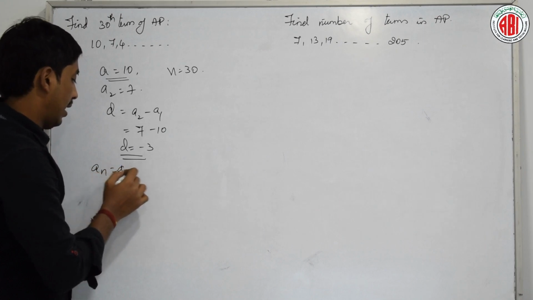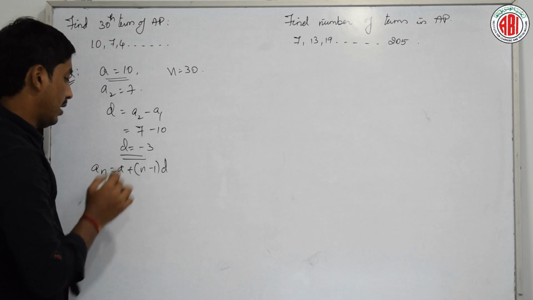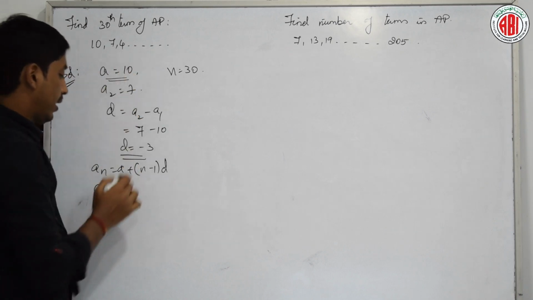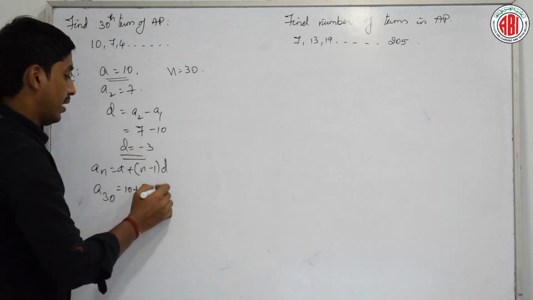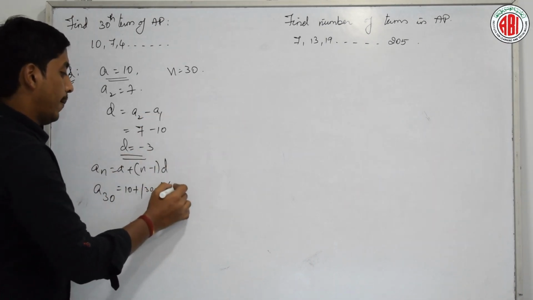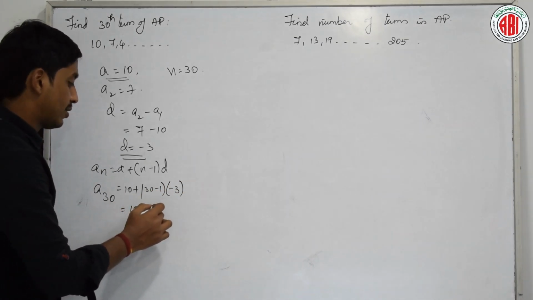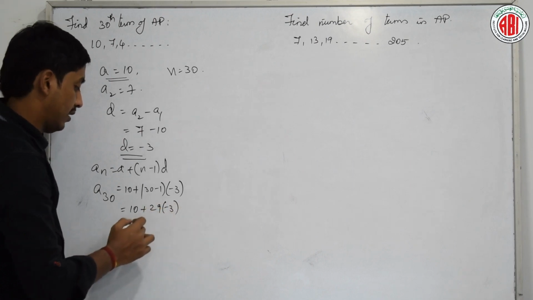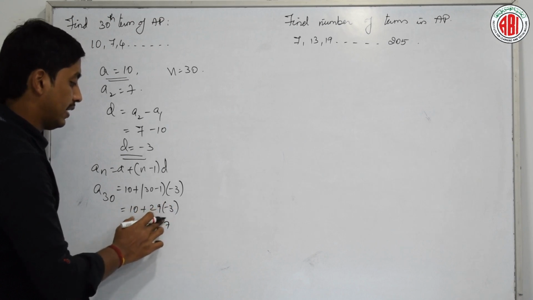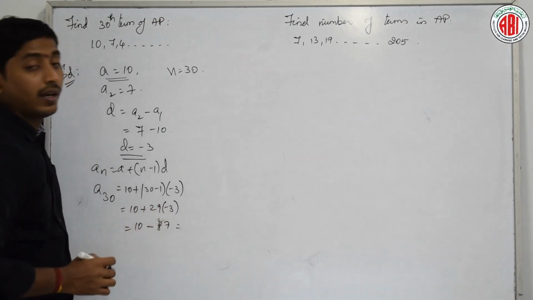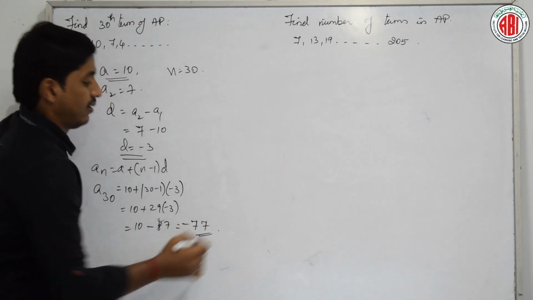Now tell me, what is the formula? an is a plus n minus 1 into d, so a30 is, what is a? 10 plus n is 30 minus 1 into what is d? Minus 3. That is 10 plus 29 into minus 3, that is equal to 10 minus 87, since 3 nines are 27, 3 twos are 6, 7, 8. Is it fine? 10 minus 87 is minus 77, which is my answer.